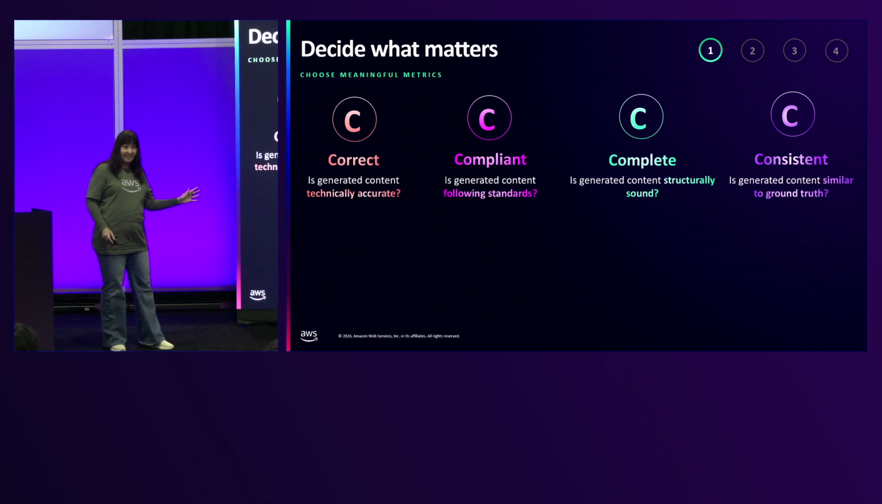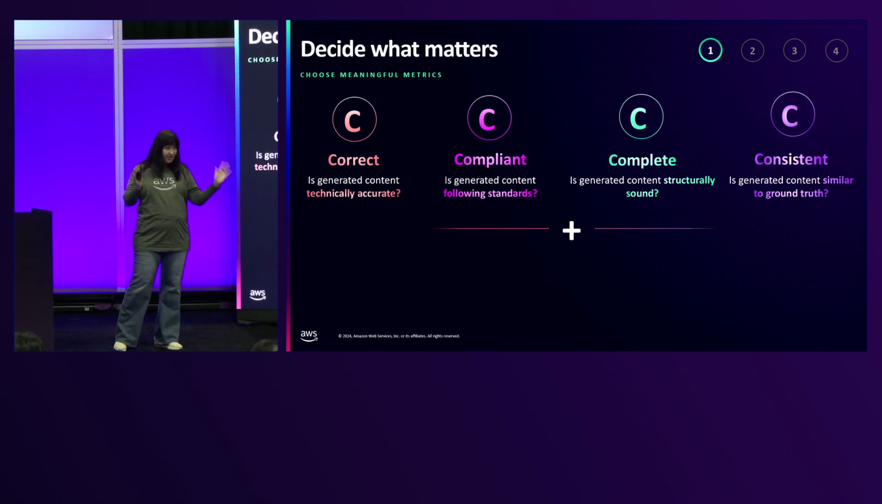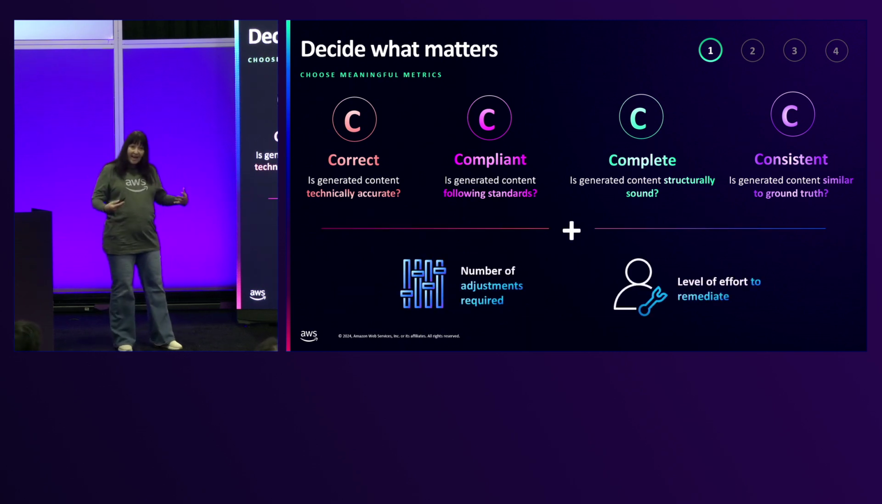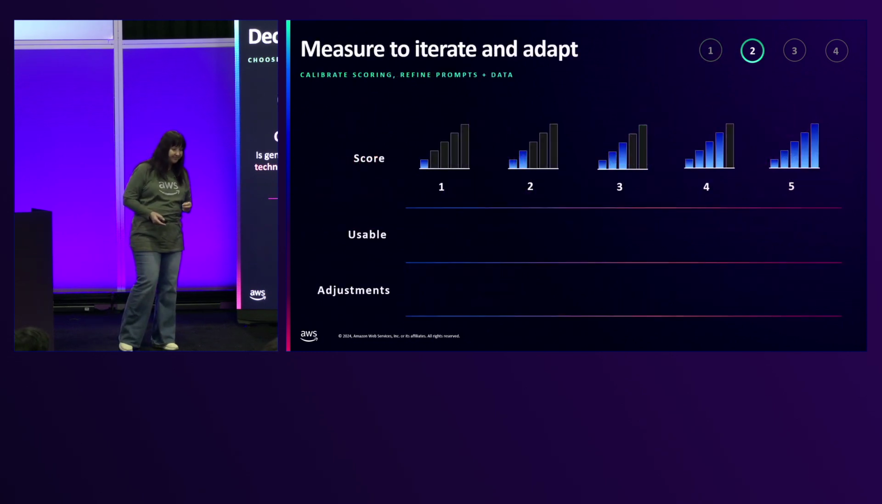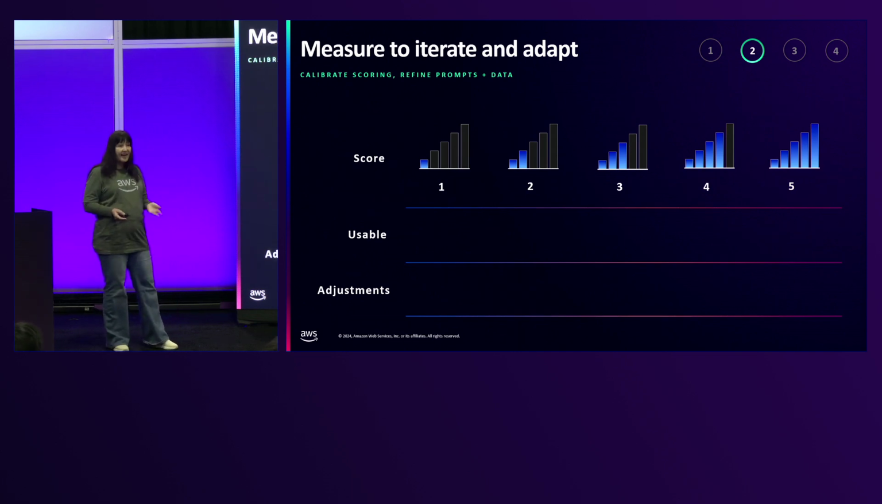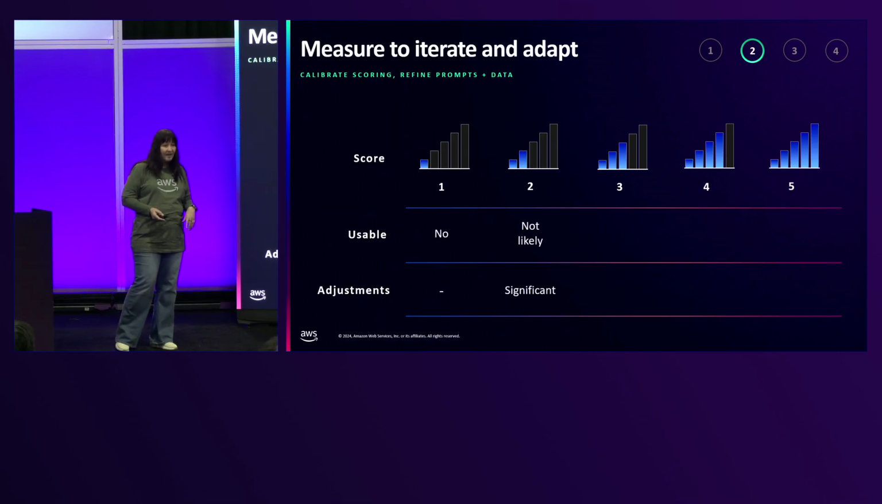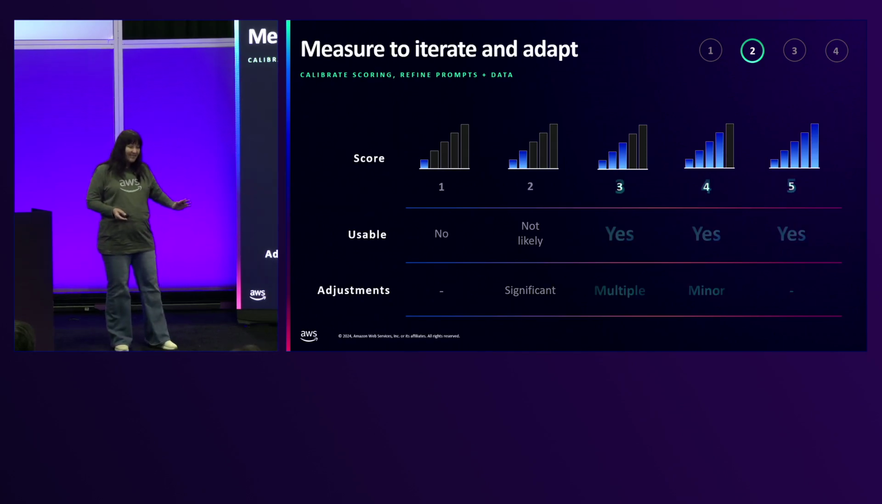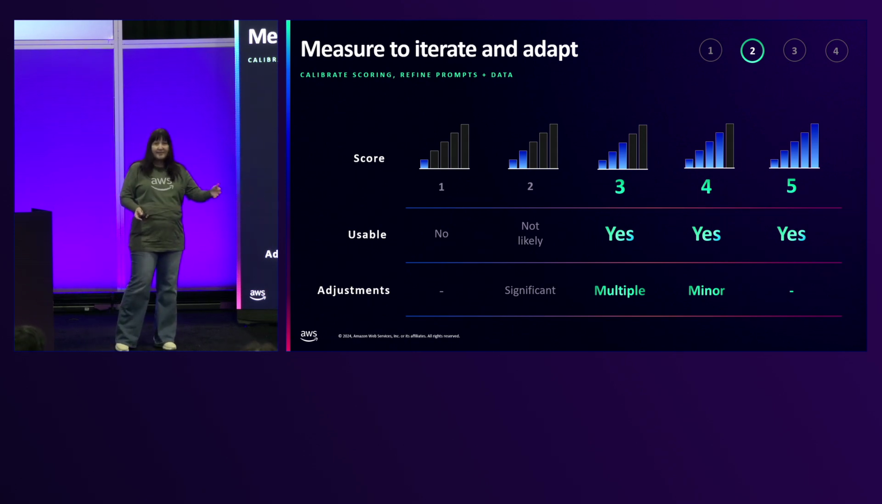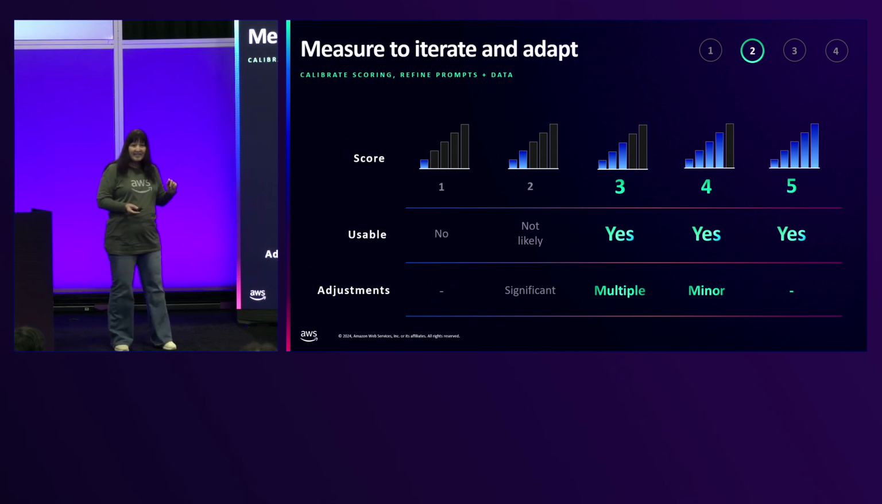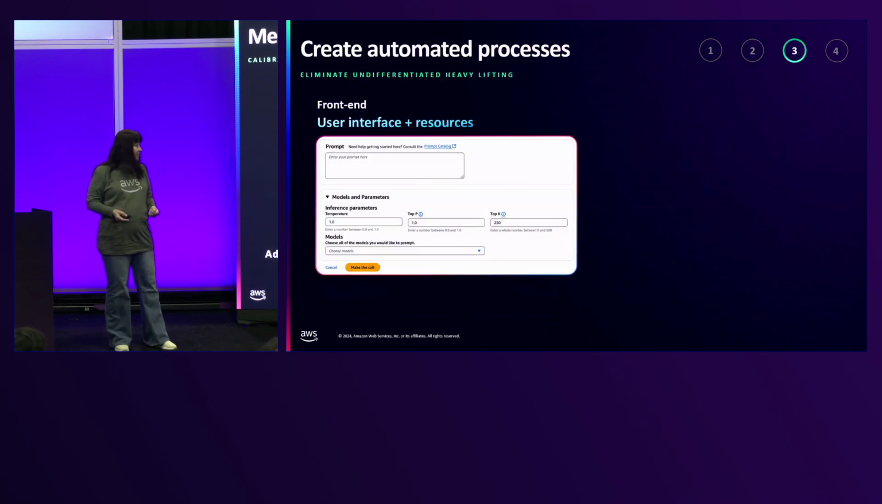But these are criteria, and criteria is not yet a metric. In order to make it a metric, you need a measuring stick. So we came up with a measuring stick based on the number of adjustments required to fix the content to get it to a publish-ready state. Using a scale of 1 to 5, we asked the question, how usable is the content? A 1 is not usable at all, a 2 is not likely to be usable, and on the other end, a 5 is usable as is, 4 needs a few tweaks, and 3 needs some multiple adjustments, but it's still usable.